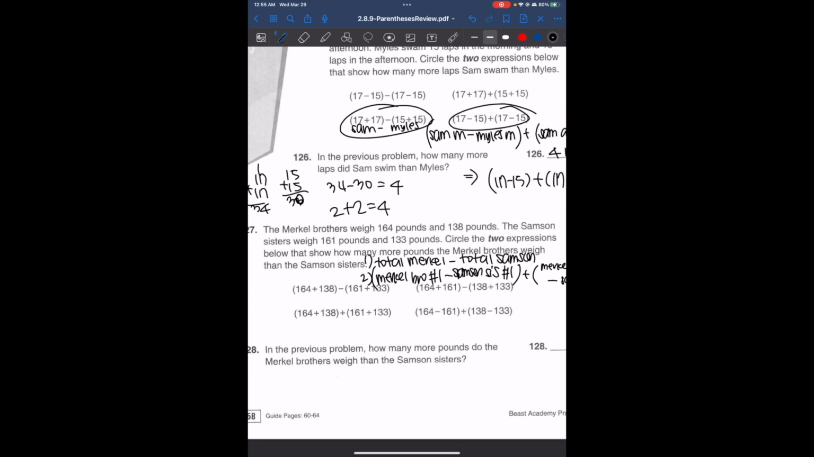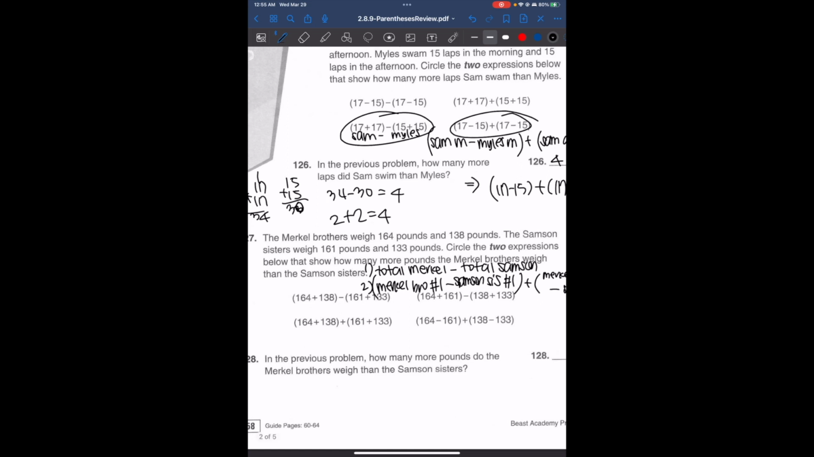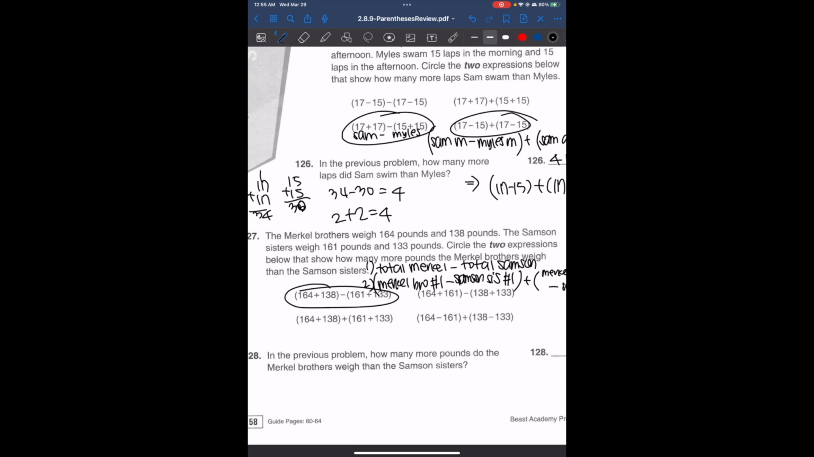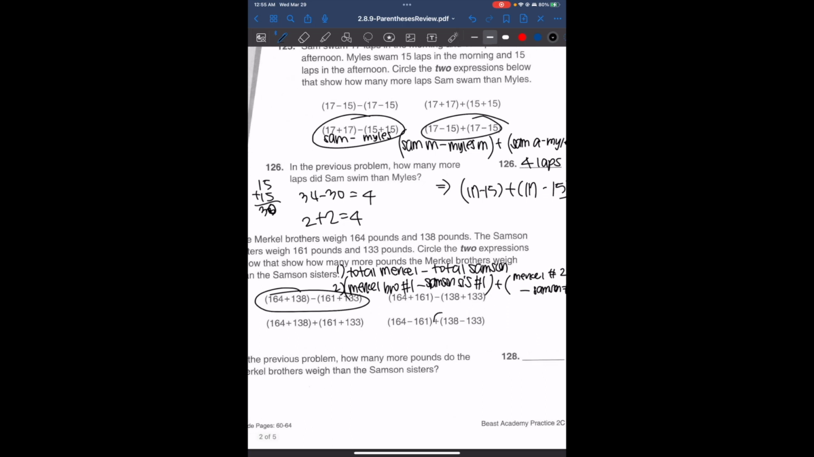And so that's going to be 164 plus 138, which is total Merkle minus total Samson. So this is going to be our first option. And then our second option is comparing individuals and then adding the differences together. So we're going to compare 164 and 161. So 164 minus 161 is going to be our first parentheses. And then we're going to add the difference. And then our next difference is 138 and 133. So this is going to be our next option.